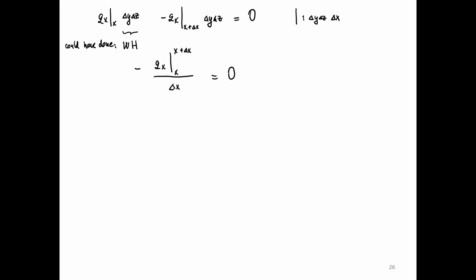Is everybody comfortable with the way I did this? Technically this just disappears. When I divide by delta x, I extracted this minus, and then qx is evaluated at two boundaries, x plus delta x minus qx at x. Yes? Everybody good? Do I need to repeat anything? I'll take that as a no.